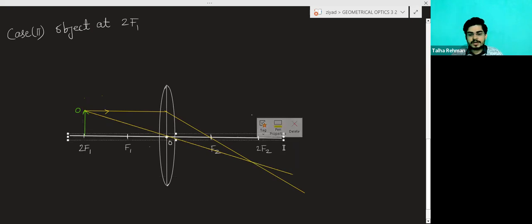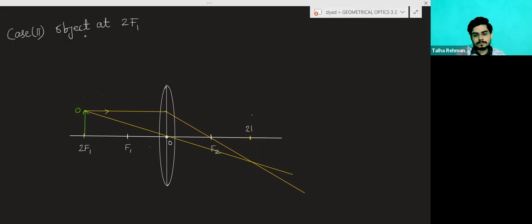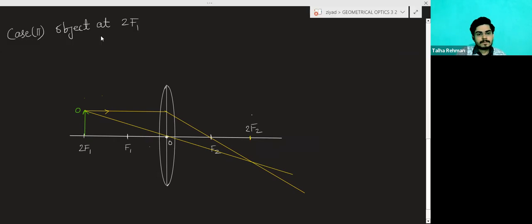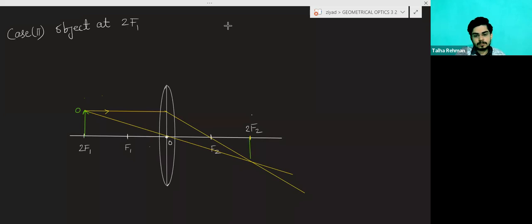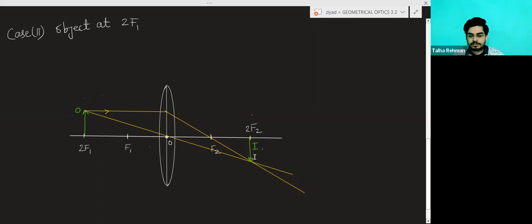The image is forming at 2F2, not at 2F1. It appears to form here, but in actual it will form here, so we can just shift it like this. Here the image is forming at this point, so this point will be 2F2. This is the image. Here also the rays are actually meeting, and you can see the arrow direction, so the image will be real and inverted.